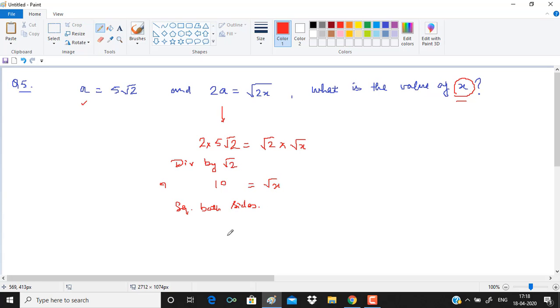We get 10 square equals x, or you can write root x square, and in the next step 10 square is 100 and root x square is x. So the value of x is 100.